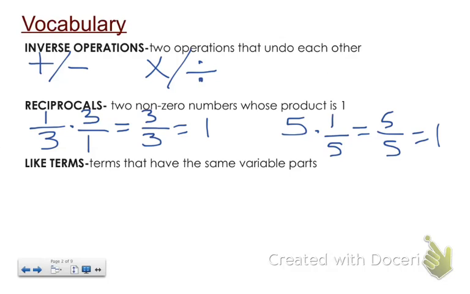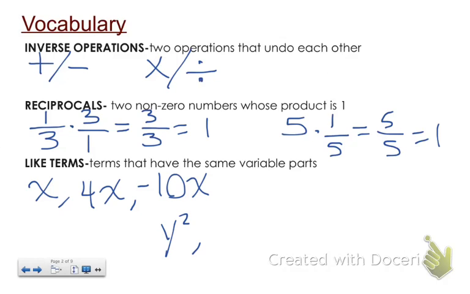Alright, and then like terms, like we've talked about before, are terms that have the same variable parts. So they have to have the same letter for the variable, and they have to be raised to the same power. Okay, so those would be like terms. These would be like terms. Remember, they have to be the same letter and they have to have the same index, or be raised to the same power.